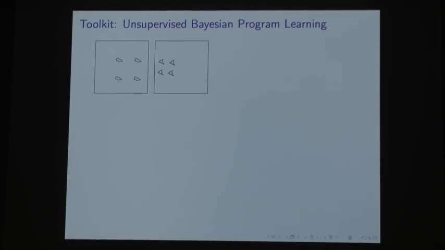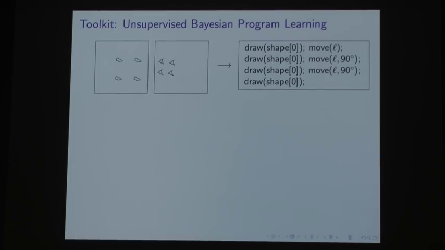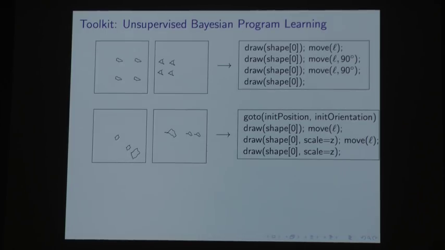Okay, so we can extend our toolkit to these unsupervised learning problems, and for each set of images, we synthesize a simple turtle graphics program that can render these images. So for example, from some images of squares, we produce a turtle graphics program that renders squares. Or if we give it three shapes and a line where one is bigger, it can produce a program that throws down three shapes and a line where two of them are rescaled to be a bit smaller.